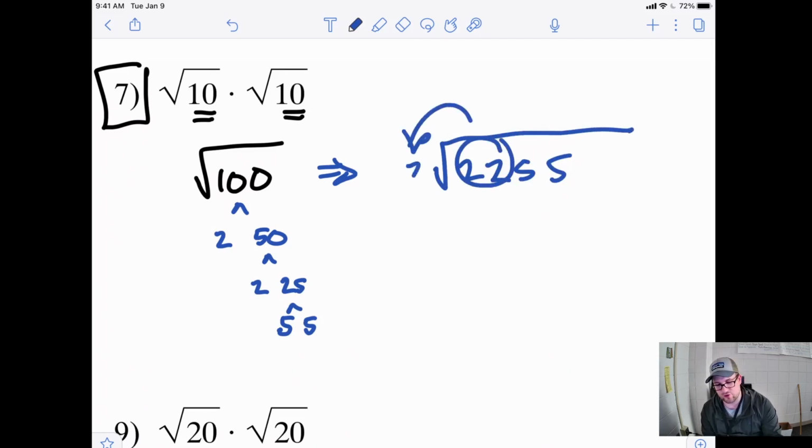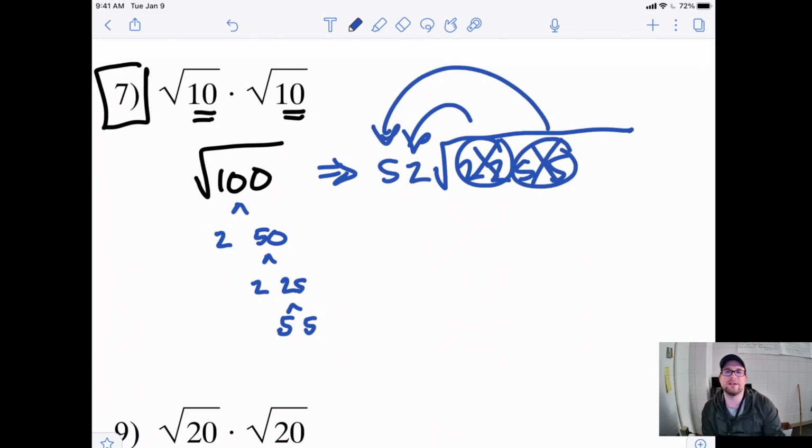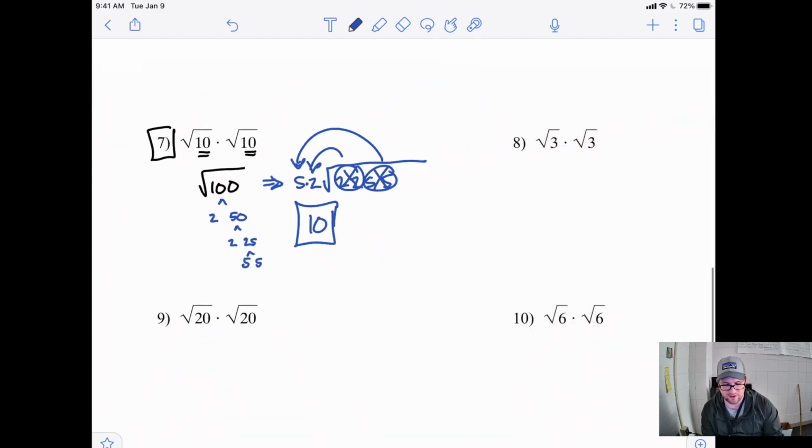So we got a 2 we're pulling out. We got a 5 we are pulling out. And oh my gosh, there is nothing left inside that square root. 5 times 2 is in fact 10. Ladies and gentlemen, there's no square root left because everything was gone from inside of it.